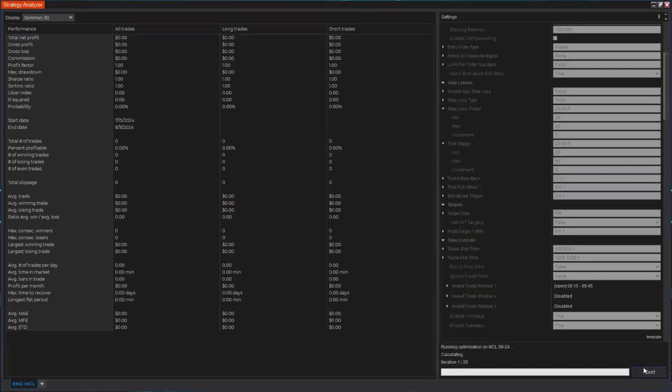Okay. That's it. I'm going to hit run. So we're going to give it a minute to run the optimization. We'll see what the numbers come back at. For the record, I have not run this back in March, so I don't know how it's going to turn out, to be honest.